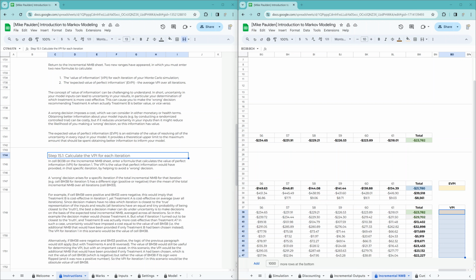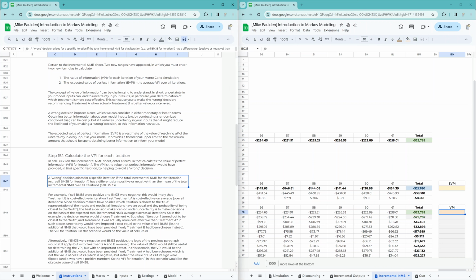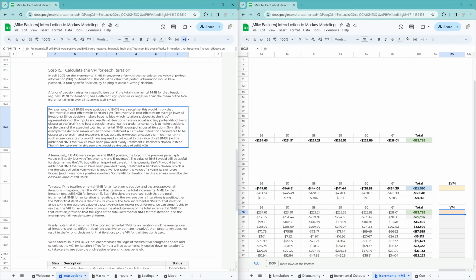And in order to calculate the EVPI, we need to calculate the VPI for each iteration first. And so, as it mentions here, you can make wrong decisions in the presence of uncertainty. And so I'm going to let you read. There's a lot of text here. I'm going to let you read this. But what we need to do is write a formula in cell BO38 that encompasses the logic of these paragraphs above, and calculates the VOI for iteration 1, and then that's going to be copied down to the other iterations.